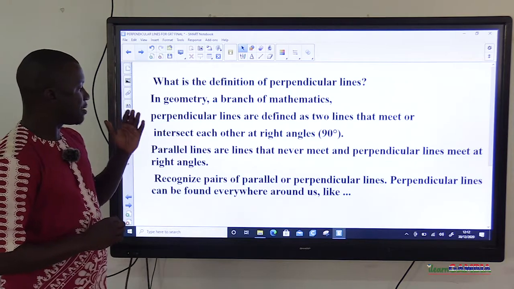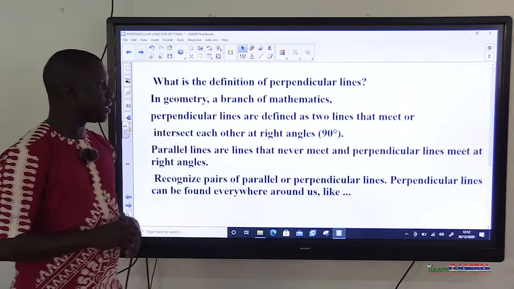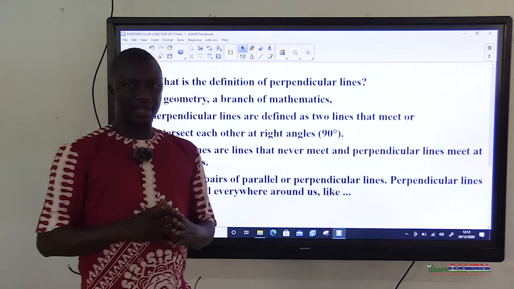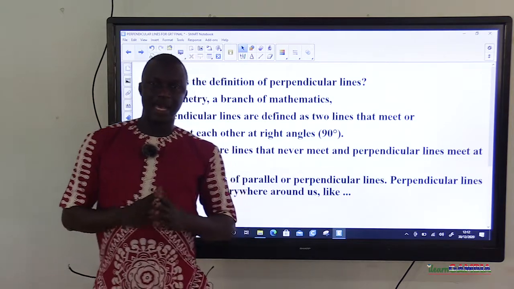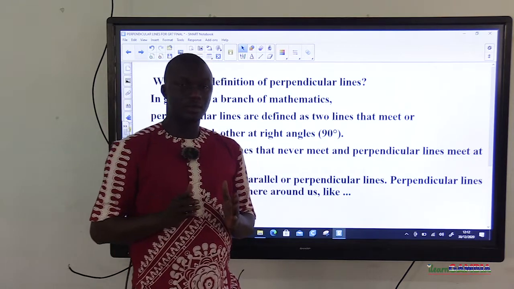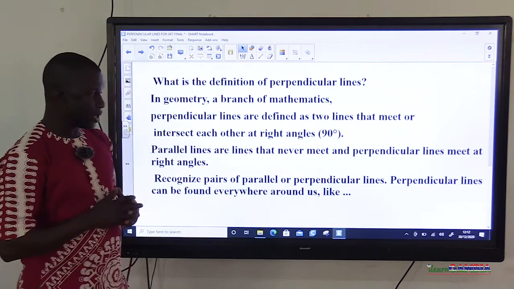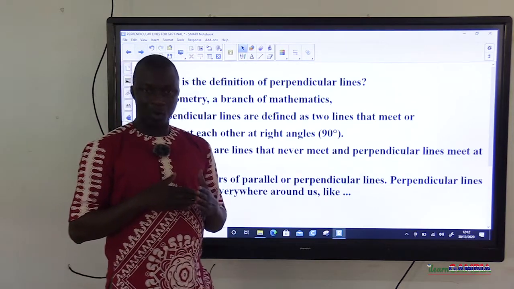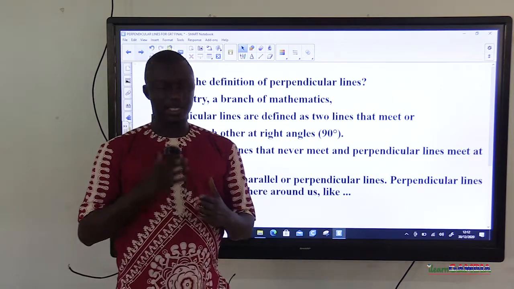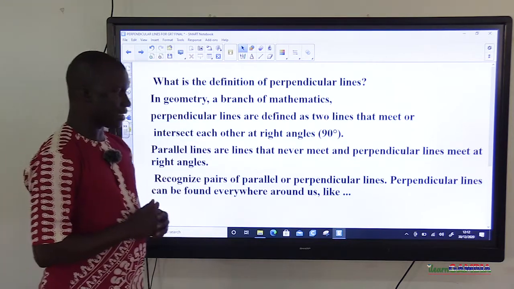Parallel lines are lines that never meet, and perpendicular lines meet at right angles. These two kinds of lines are totally different. We say parallel lines will never meet, no matter how short or long they are. Unlike perpendicular lines, they do meet at a point, and that point must always be a right angle, that is a 90 degrees angle. Recognize pairs of parallel or perpendicular lines.